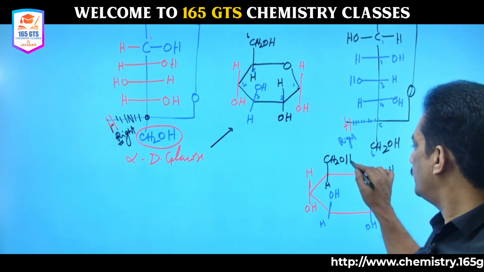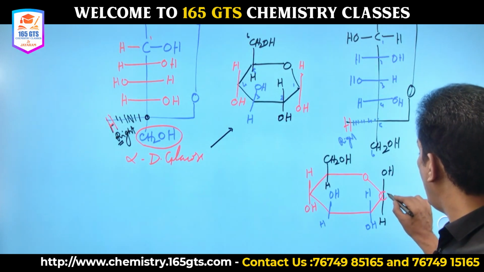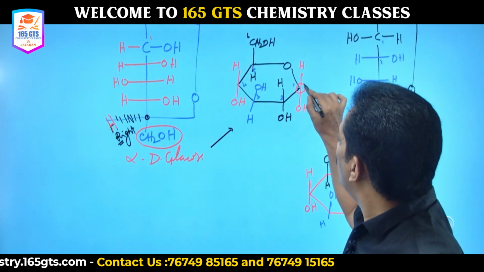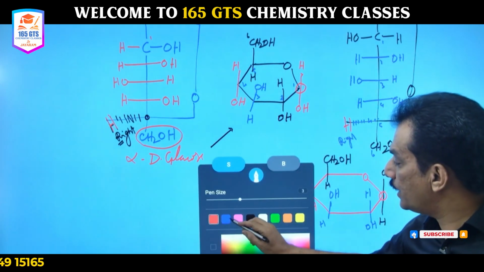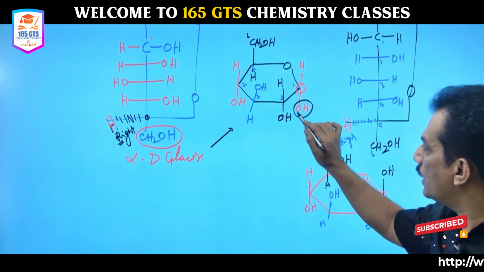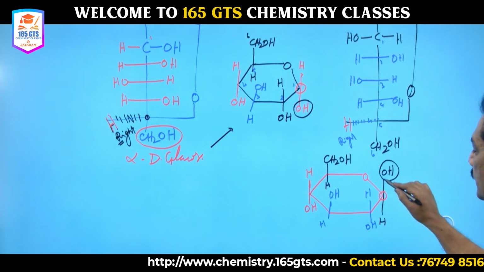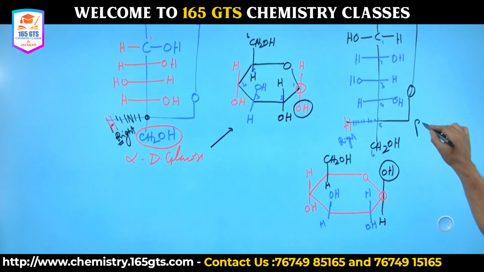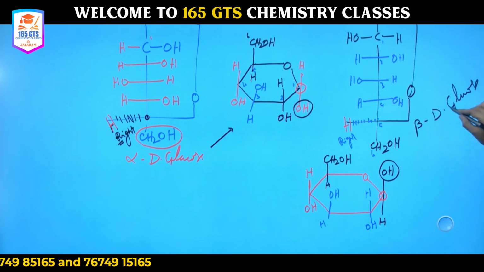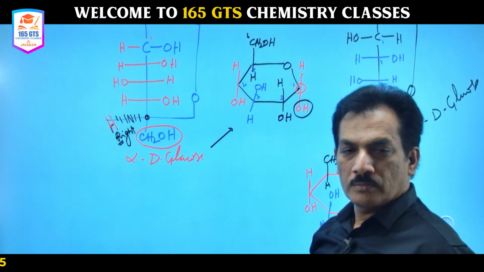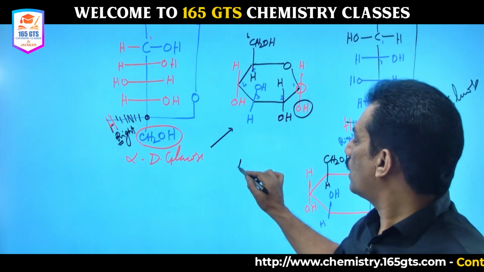Like this, OH. Now, if you observe, these two forms differ at the first carbon, where OH is present below the ring in alpha D glucose, whereas in this case OH is present above the ring in beta D glucose. Only at C1 they differ, and hence these two are anomers.